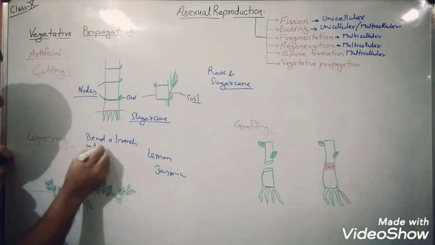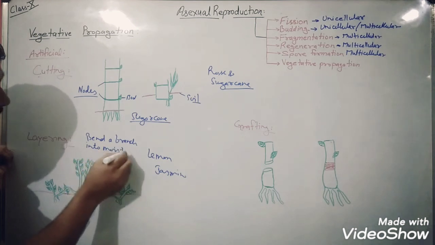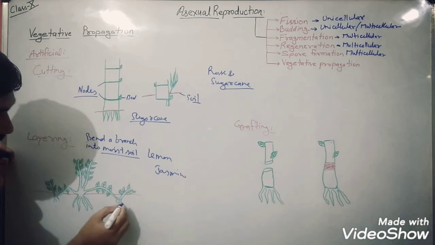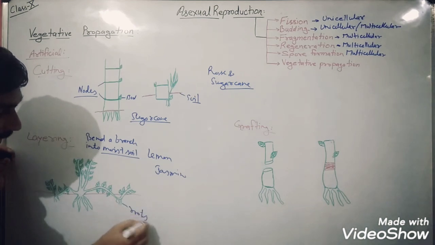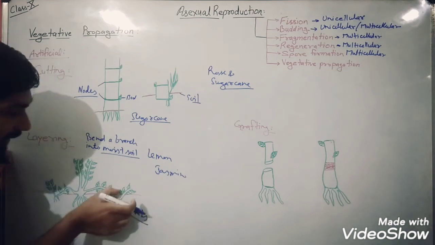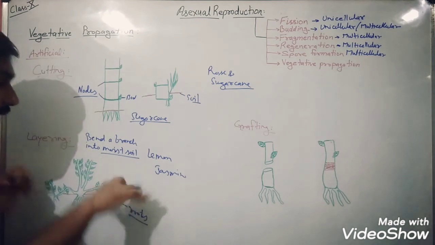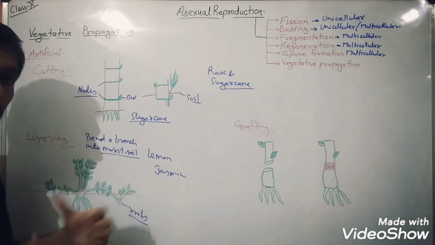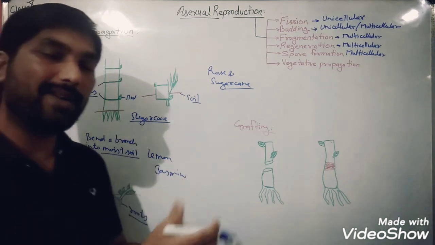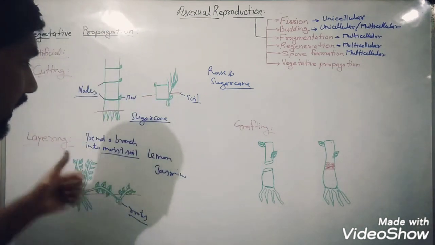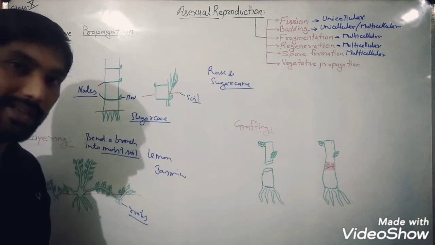into moist soil, and then from the soil some roots are going to germinate. After germination of these roots, this whole section is going to develop into a new plant. So from one branch of the plant, another whole new plant can be germinated, and this process is known as what? Layering. It is very common in lemon and jasmine.